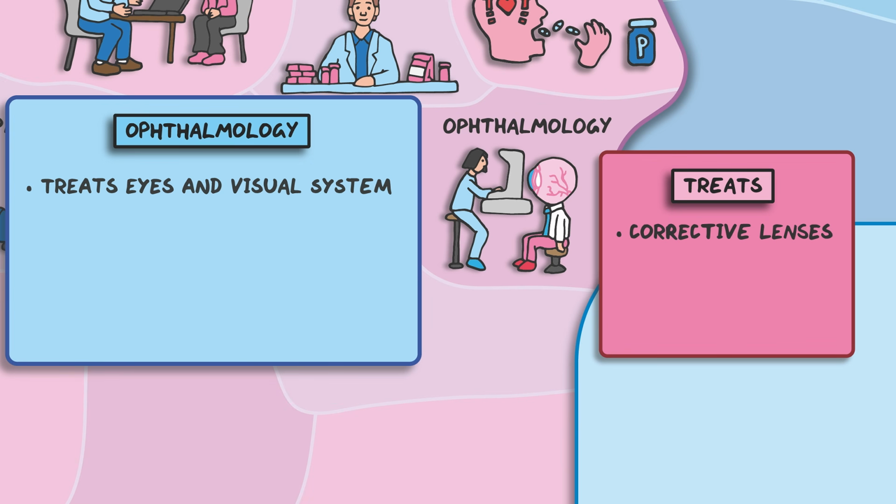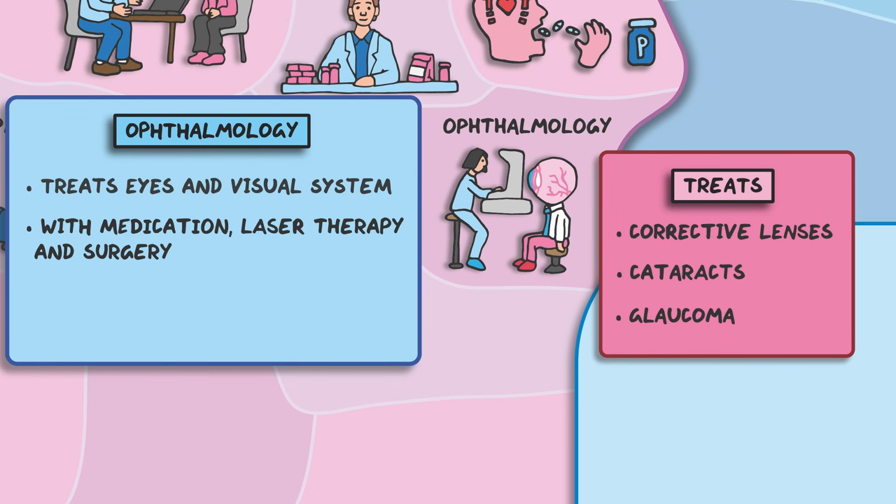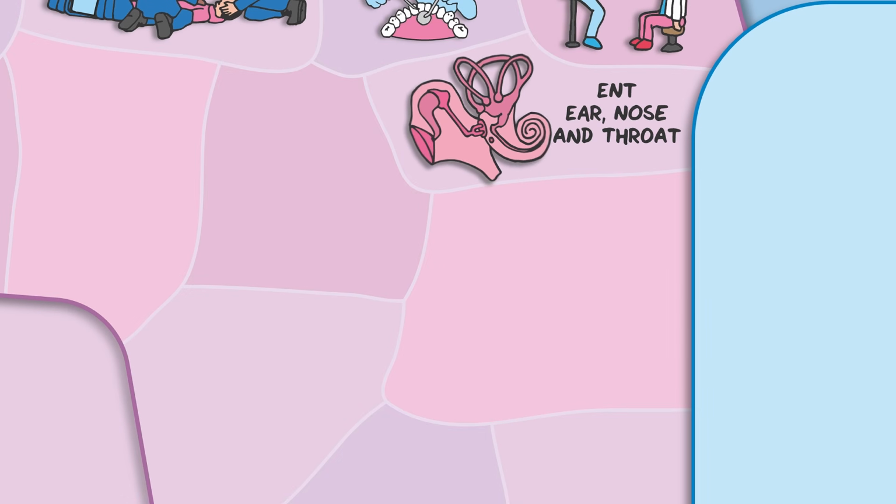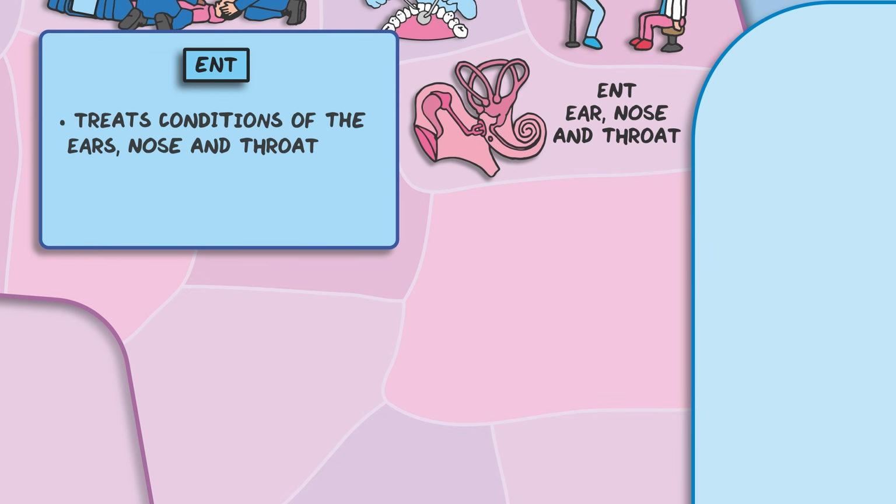help us see properly. Ophthalmologists are experts in the diagnosis and management of a wide range of eye conditions, such as cataracts, glaucoma, amongst others, and treatment methods include medication, laser therapy, and surgery to manage eye disorders. Optometrists are experts in diagnosing conditions such as nearsightedness, farsightedness, and astigmatism, and prescribe corrective lenses on the basis of vision tests.